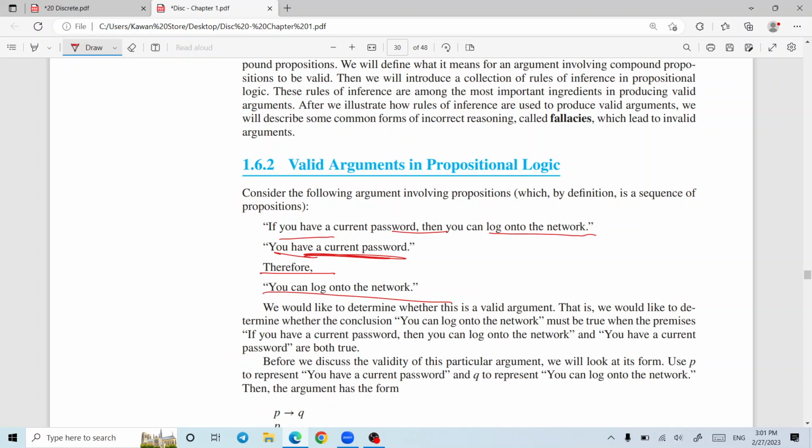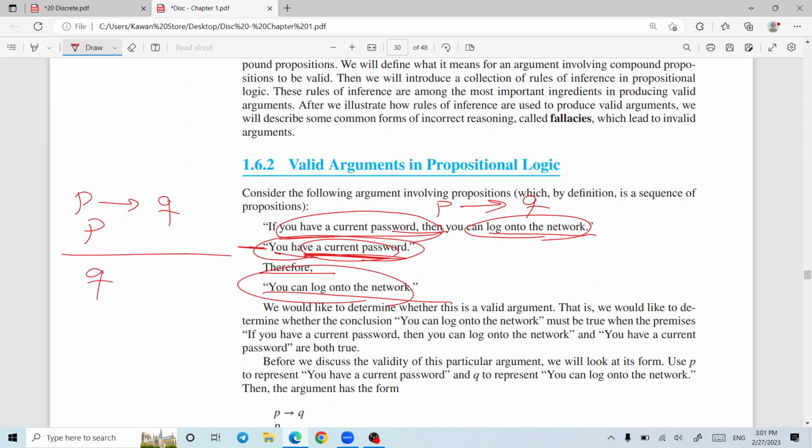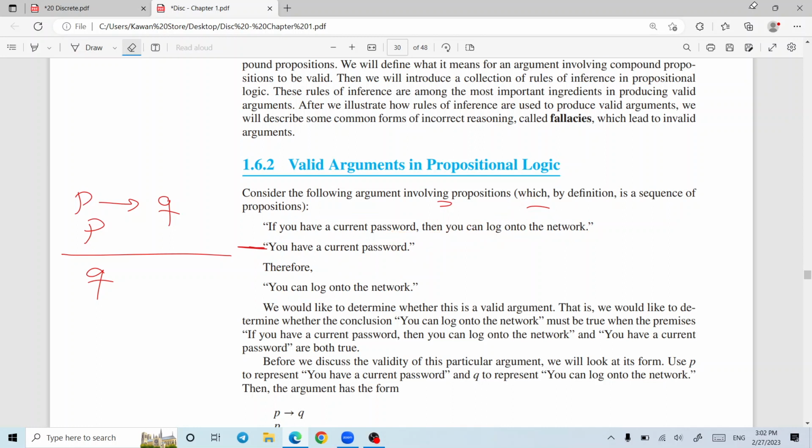So I'm going to change these words to P and Q. I say having a password is P, then logging into the network is Q, and again P, Q here. Then we have another, having the current password is P again, therefore we have Q. So we change all of these to P and Q. Did you understand? Of course not, because I didn't say anything yet. Just think about it and read these sentences.